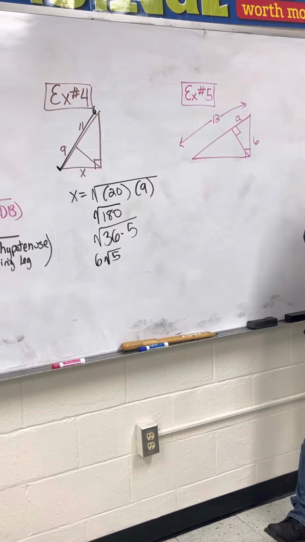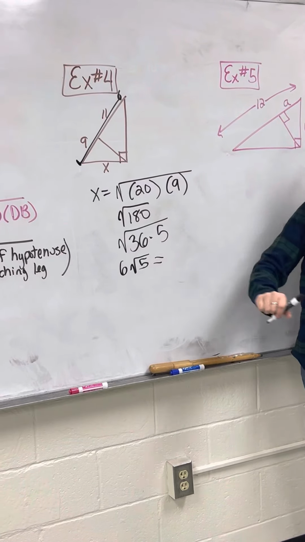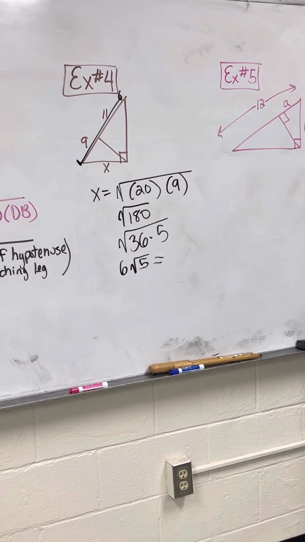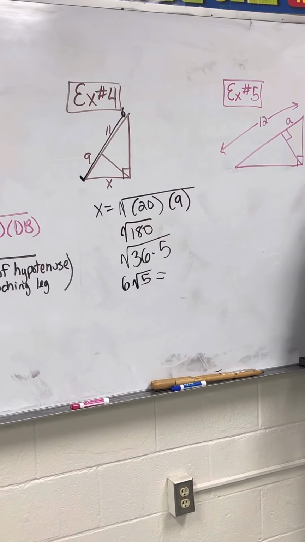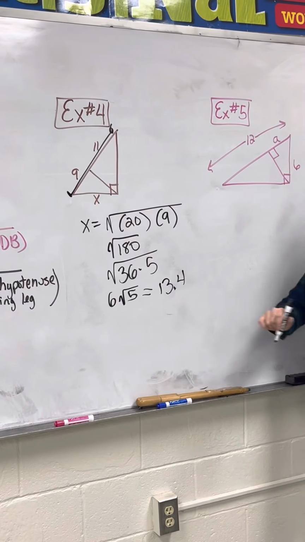Can someone give me the answer in decimal form? Square root of 180 rounded to the tenths place. Anyone have that for me? Go ahead. 13.4. So 6 square root of 5 or 13.4.